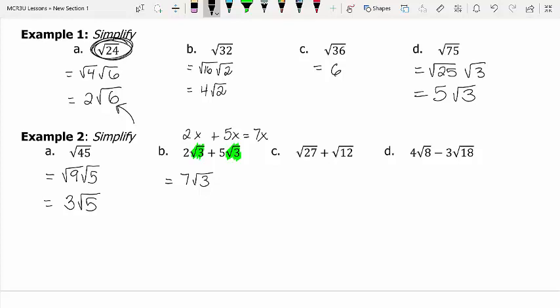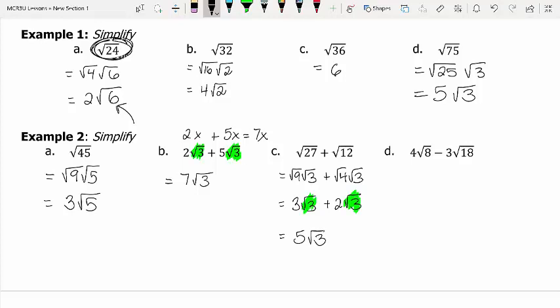Okay, so instead of writing root 27, let's go ahead and write root 9 and root 3. We're breaking it down into its products, where 1 is a perfect square. And we can break root 12 down into root 4 root 3. Again, 4 is a perfect square. Now this becomes 3 root 3, and this becomes 2 root 3. Now we have like terms because they both have a radical of root 3. So our final answer is 5 root 3.